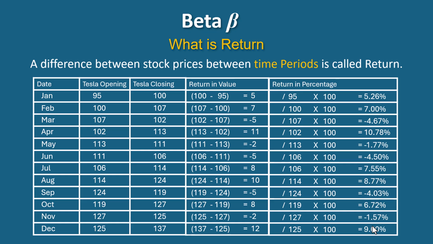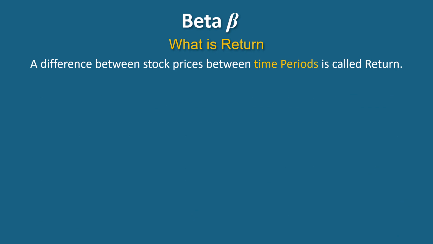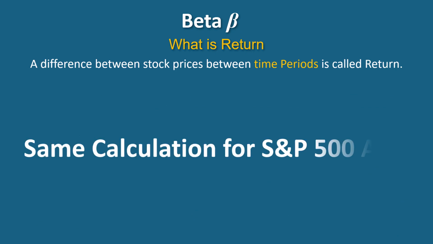You can calculate beta using either the raw return values or the percentages. To practice, you should try both. These were the returns from Tesla stock. Same returns can be calculated from the S&P 500 also.